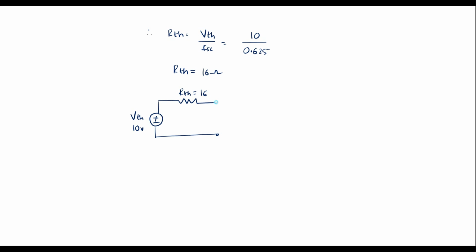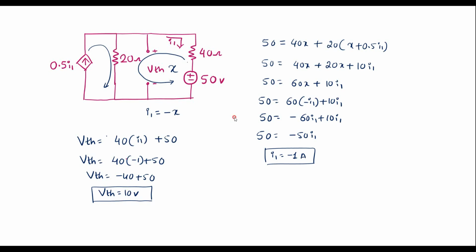RTH is equal to VTH by ISC. VTH is 10 volts, ISC is 0.625. Therefore RTH will be equal to 16 ohm. Now let me draw the Thevenin's equivalent circuit. Thevenin's equivalent circuit consists of VTH in series with RTH. This is RTH, its value is 16, VTH is 10 volt, and here we are supposed to connect RL. So this is RL which is supposed to be calculated. This RL should be connected there.